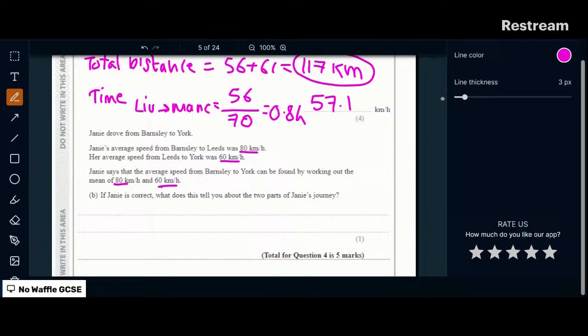Well, clearly we know it's not correct, okay? And the reason why it's not correct is you don't just add up the two speeds and divide it by 2 to find the average speed. You have to do the total distance over the total time. But we're saying, assuming that she was correct, what does this tell you about the two parts? Well, let's do that. So you do 60 plus 80 over 2, that's finding the mean. That's 70. So the average speed is 70 kilometers per hour. But what does this tell you? That then suggests that the time taken for both parts of the journey were the same.